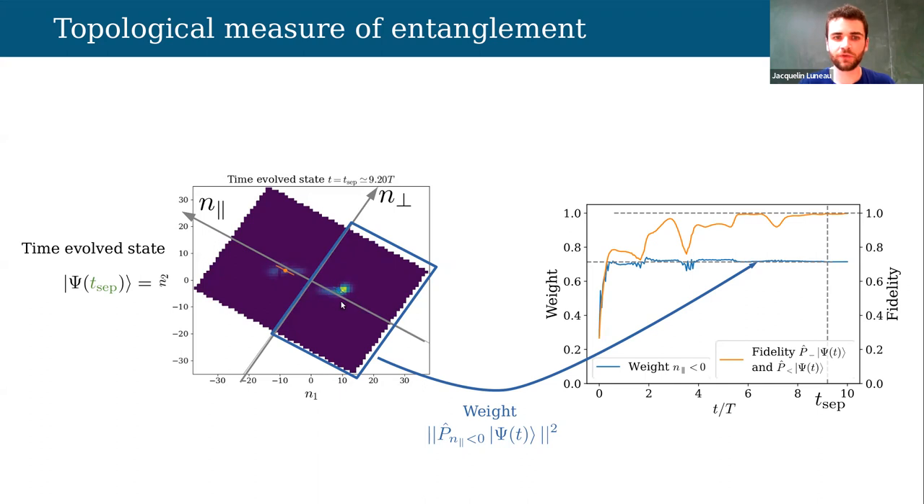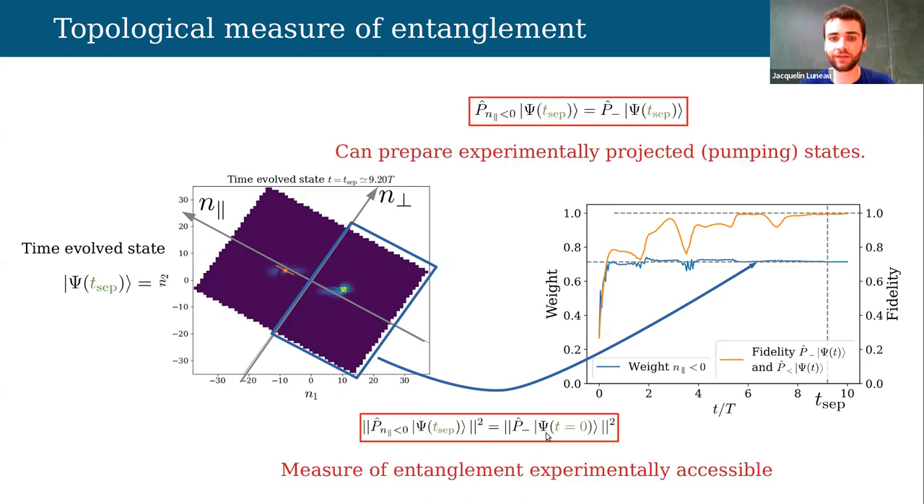And the part of the initial state in the ground adiabatic subspace will pump in N parallel negative. And so the weight in this region will tend to the weight of the initial state in this ground space. So we'll be able to measure the entanglement of this adiabatically prepared state, and we can also prepare this very specific state, which is associated with a hybrid classical quantum description.